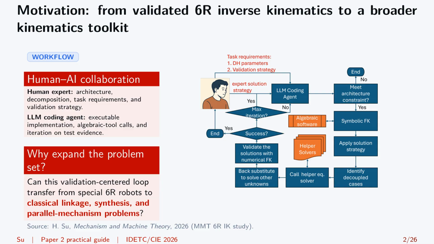We begin with a paper recently published in Mechanism and Machine Theory on 6R inverse kinematics. Human experts chose the decomposition, supplied the task requirements, and designed validation. The coding agent implemented the pipeline, called algebraic tools, and iterated on tests. This talk asks whether that loop transfers to a broader set of classical kinematics problems.